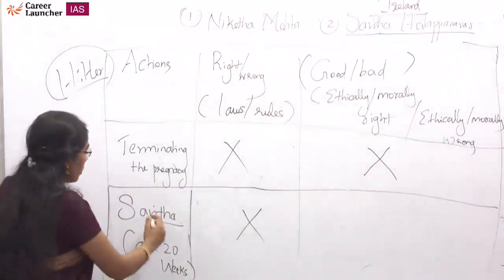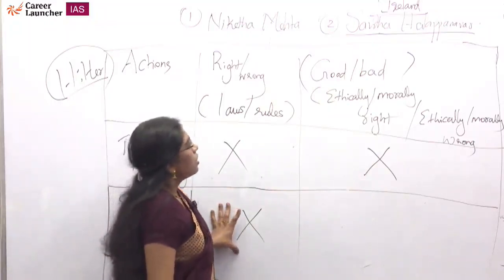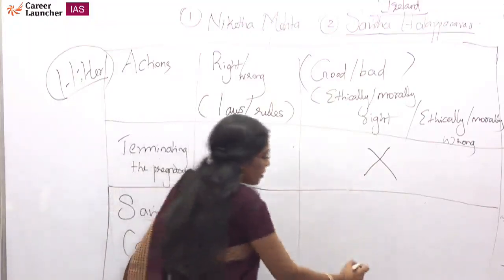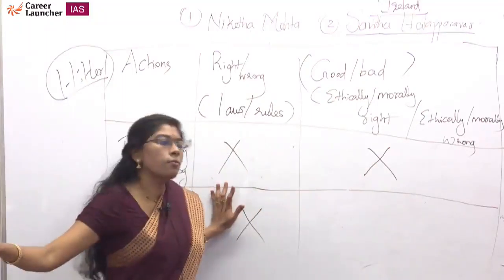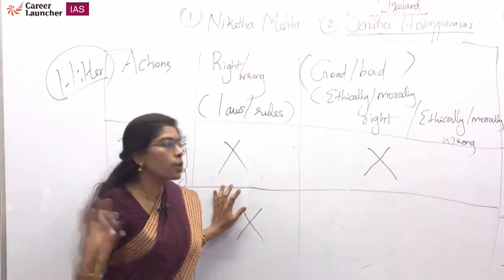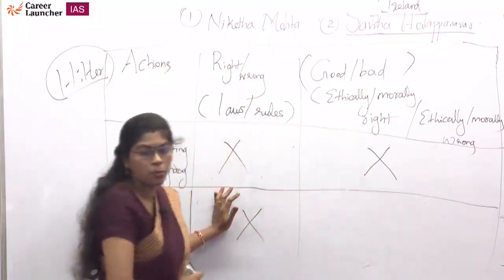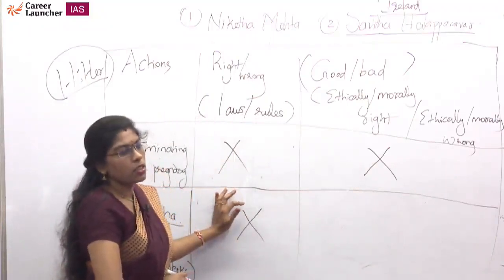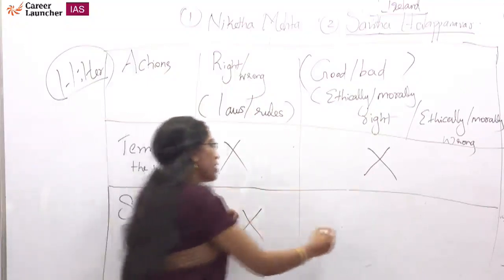So if you see, she is about 20 weeks, then it is illegal. And again, if you take it morally, suppose she has come, you know it is illegal, but you are ready to abort a child, is it ethically right? Is it morally right or wrong? Morally right. Good.